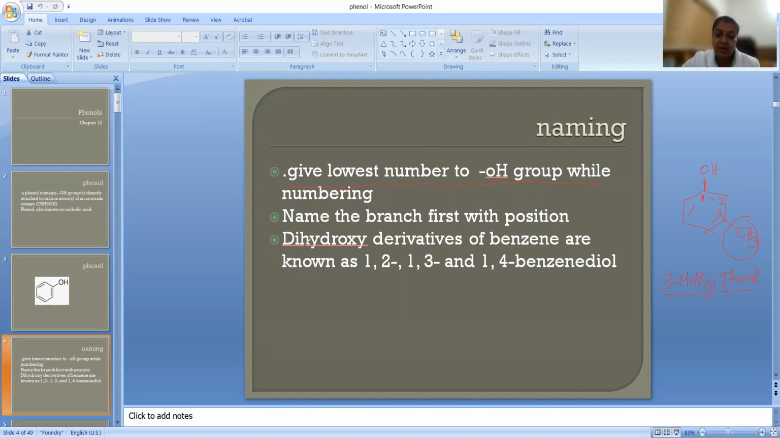Very easy, right? Now, dihydroxy derivatives of benzene. If you have two OH groups on the benzene ring, we cannot name it as phenol. So it is named with the ring as benzene. And which positions are the alcohols? 1 and 2 positions. So benzene-1,2-diol. Two OH groups are there, so we will write it as diol. This is the way we will name it. We can see more examples now.